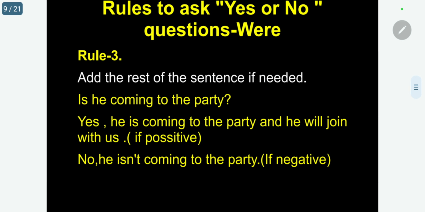Add the rest of the sentence if needed. Once we have developed the questions, we are giving yes or no answers. If necessary to give further information, add the rest of the sentence. The same question I am using: Is he coming to the party? Answer is yes, he is coming to the party. So the sentence is not completed here. Further it continues. It's giving information. And he will join with us.